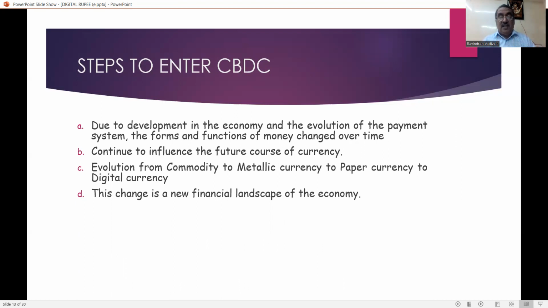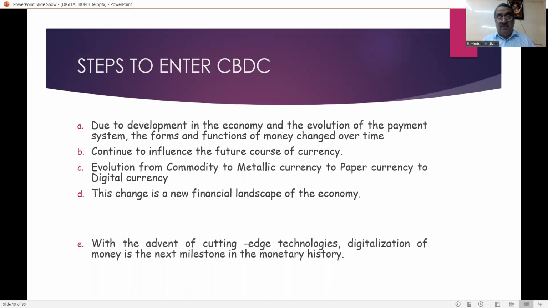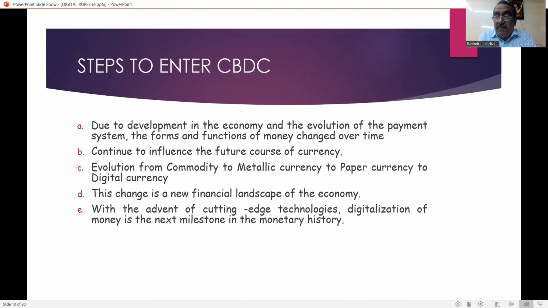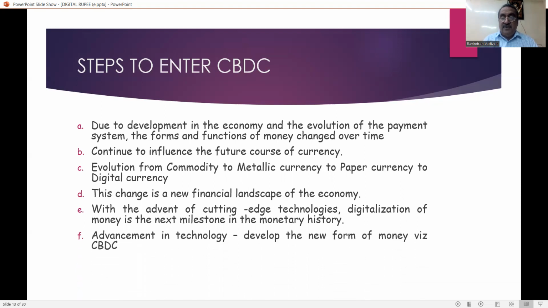The government has taken a bold step to introduce the concept of digital currency, the digital rupee, so that everybody can have access to it. At present, they have introduced it in only 4 cities, with only 4 banks. With the advent of cutting-edge technologies, digitalization of money is the next milestone in monetary history. So the RBI felt that the digitalization of money is the next milestone in monetary history. So it's an advancement in technology. It is due to the development of a new form of money, because they introduced the digital rupee and CBDC, Central Bank Digital Currency.